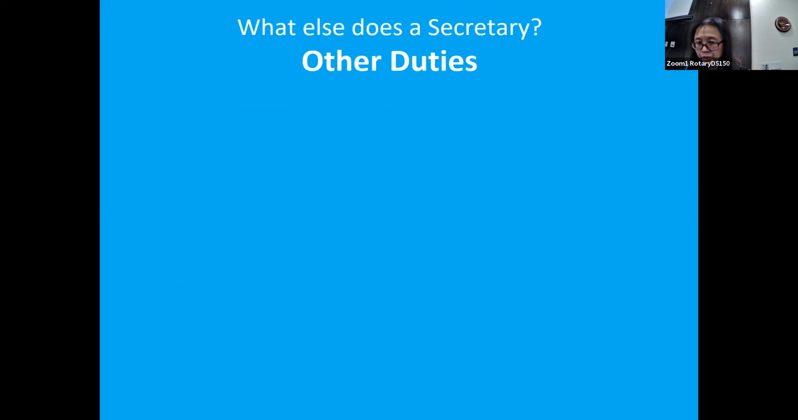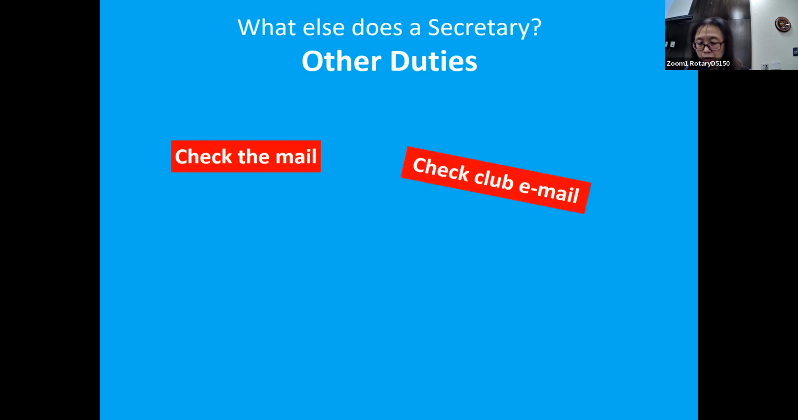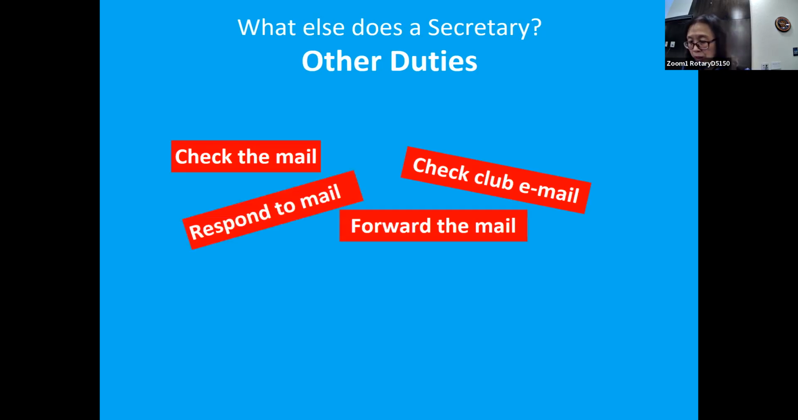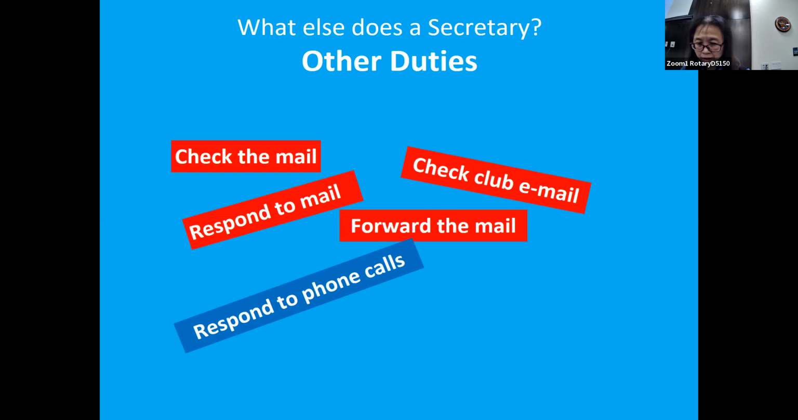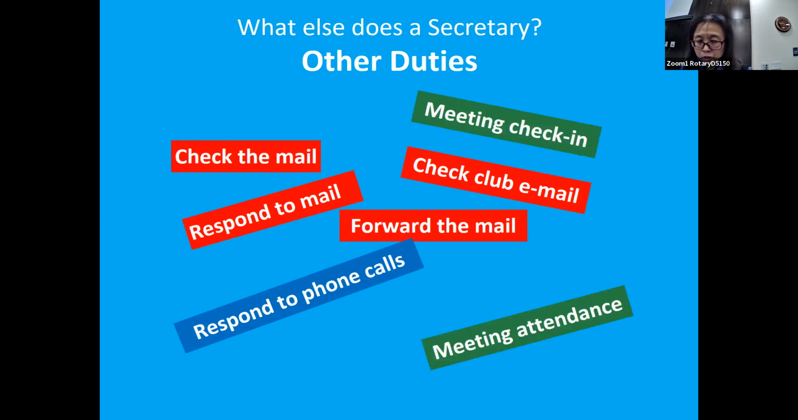What else does the secretary or administrator do? Some mundane things, but important things. Check the mail. Check the club's email. Forward the mail. Respond to the mail. Respond to phone calls. People do call. Do meeting check-in, meeting attendance. Rotary used to require every Rotarian to show up once a week for a Rotary meeting, and in some cases, some clubs were even fining people for not showing up. That has changed over time.